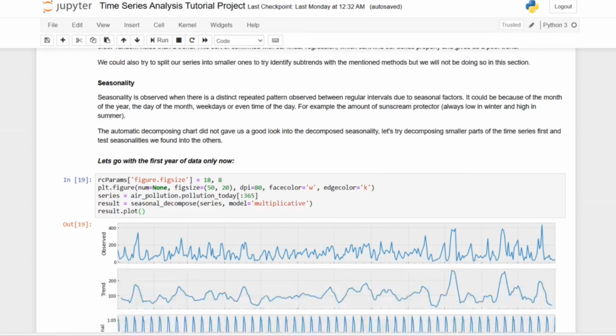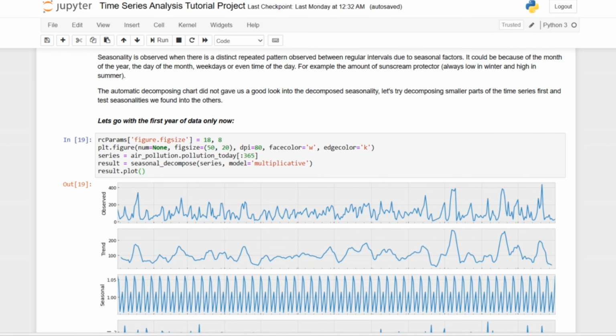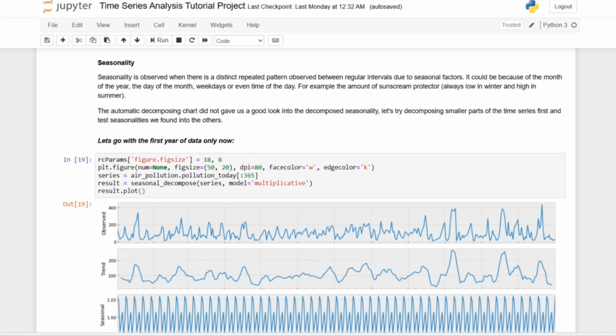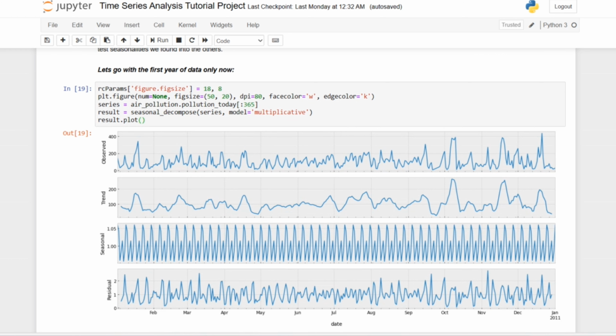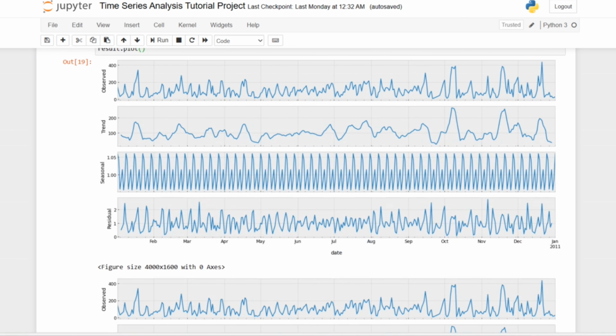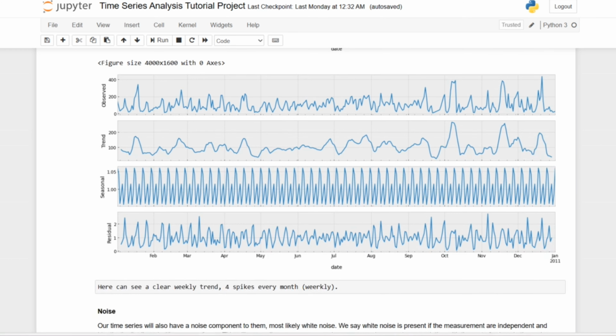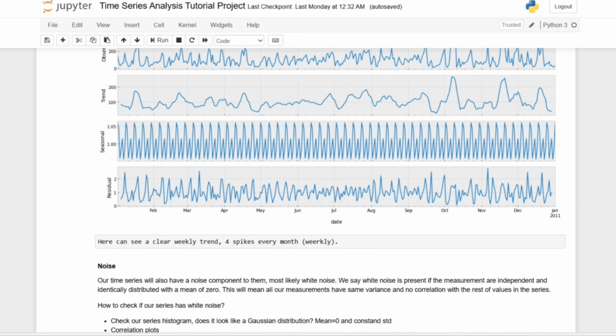So let's go with the first year of data for now, magnify and see how it goes for one year, and plot the seasonal decompose. The seasonal decompose is again the multiplicative model to get the seasonality. Here we can see, guys, that there is a repetitive pattern, and obviously this shows that we have spikes every month. We are able to see the spikes clearly, which basically means it's on a weekly basis.